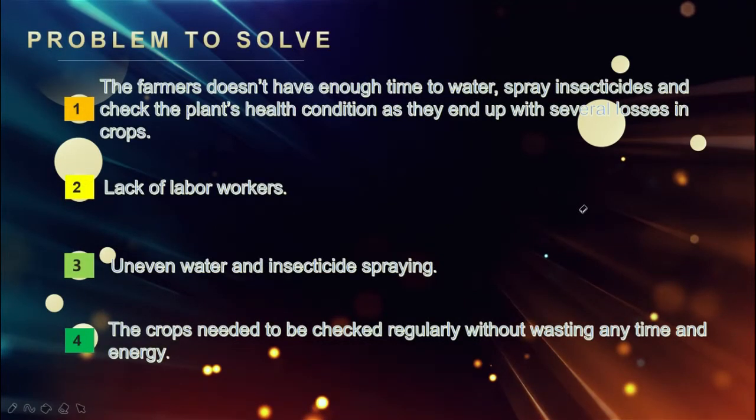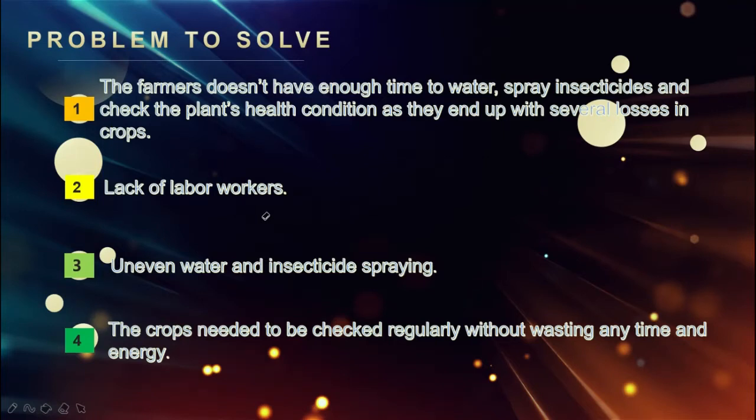For the problems to solve, the first one is the farmers don't have enough time to water, spray insecticide and check the plants' health condition, so they end up with several losses in crops. This is because the farmers don't have enough labor workers, as they have a lot of things to do in their daily routine, especially the larger scale farmers.